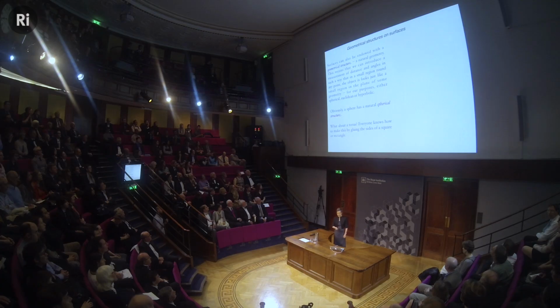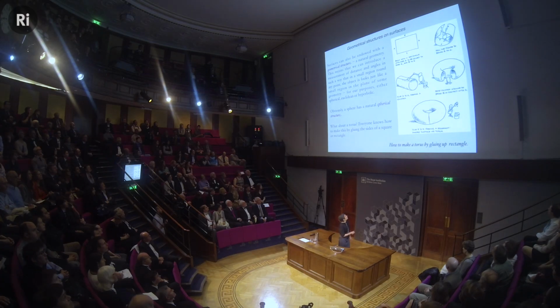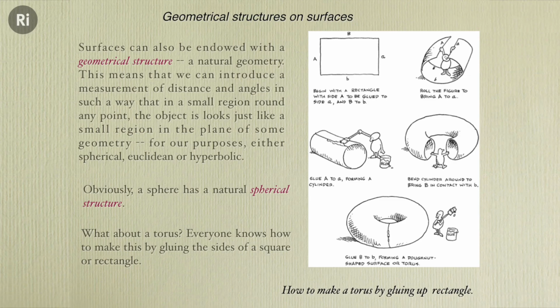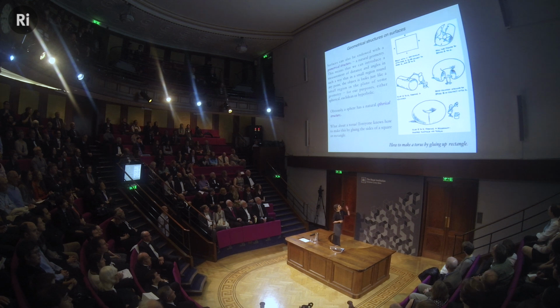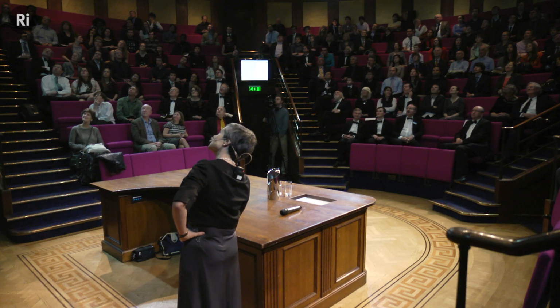What about a torus? I'm sure that you've seen pictures like this. You take a rectangle of paper, you glue two sides together to make a cylinder. Here's our cylinder. You pull the two ends round, you stick them together, and lo and behold, you've got a torus. I'll tell you where this picture came from later.